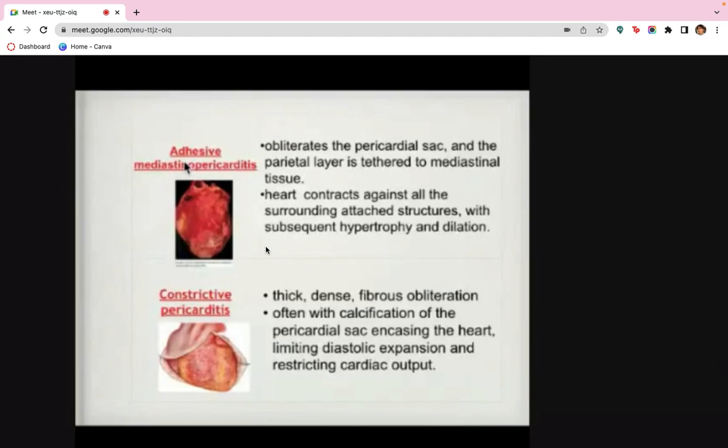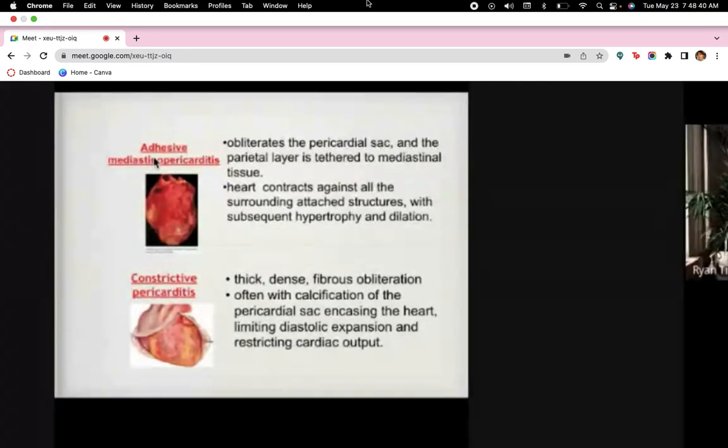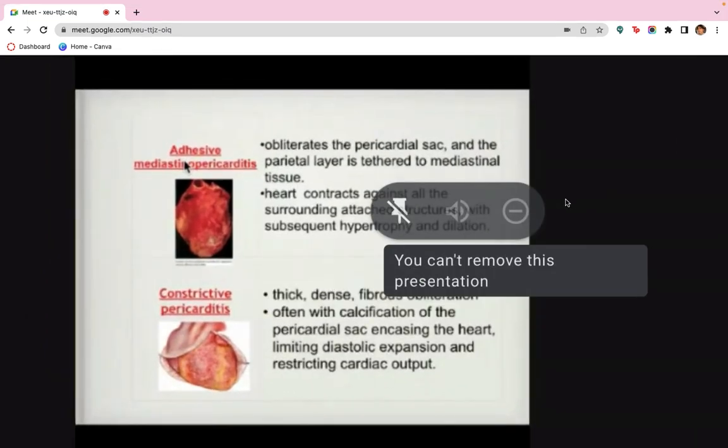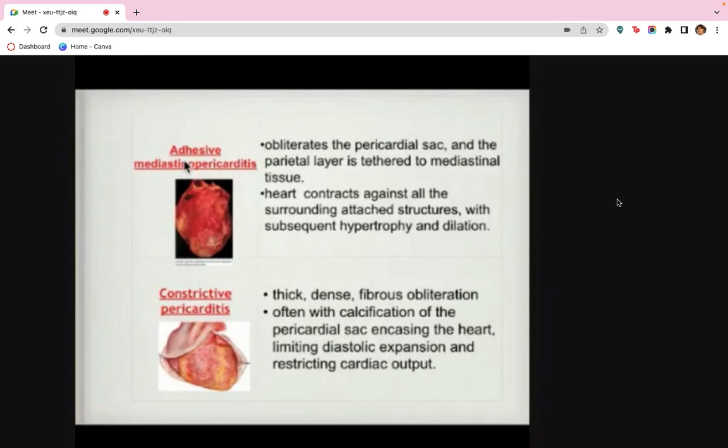And then we have ... sac. So the heart contracts against all the surrounding attached structure with subsequent hypertrophy and dilation. And of course, we have your constrictive pericarditis, which is a thick, dense fibrous obliteration, often with calcification of the pericardial sac encasing the heart, limiting diastolic expansion and restricting our cardiac output. So, kaya nagkakaroon tayo ng restriction in the cardiac output, nagkakaroon tayo ng constriction on the area, thus limiting the contractility function of our heart.